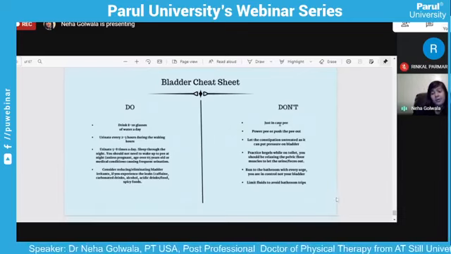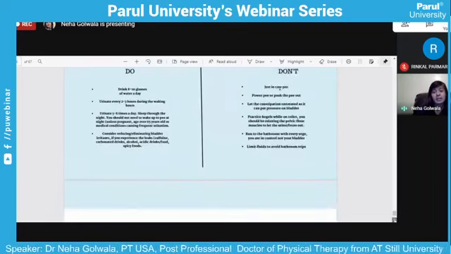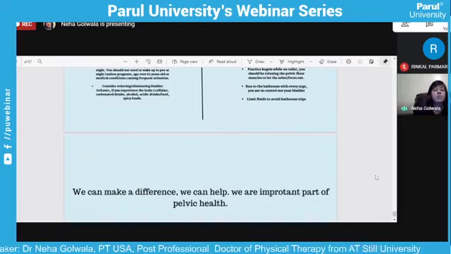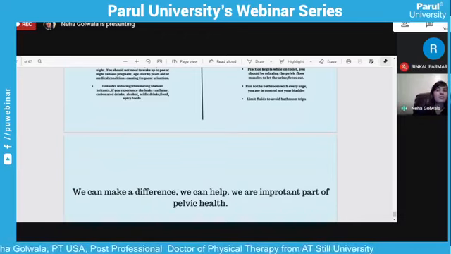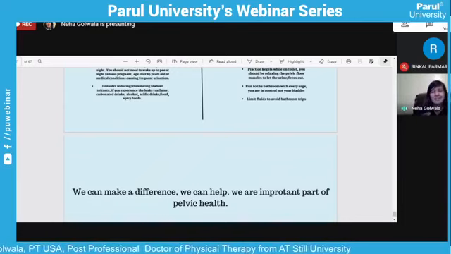And limiting fluids to avoid bathroom trips. That's one of the worst things that you can do to yourself. Make sure you drink enough water, because when people travel, they don't drink enough water. That leads to constipation and other issues. It's okay to drink water because you need water to survive and digest and for other functioning.